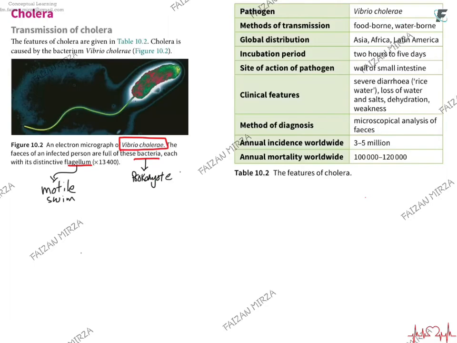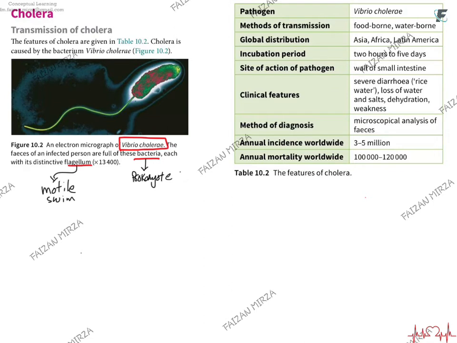So what's happening in cholera? This is the causative agent of cholera, Vibrio cholerae. This is a bacterium, and you can see that the bacterium has a tail. This is a flagellum, and because it has a flagellum, this is a motile bacterium. It can swim. It's a bacterium, so it's a prokaryotic organism.